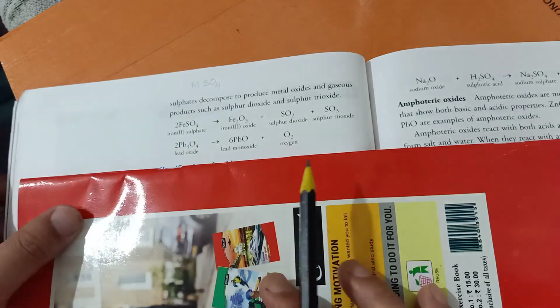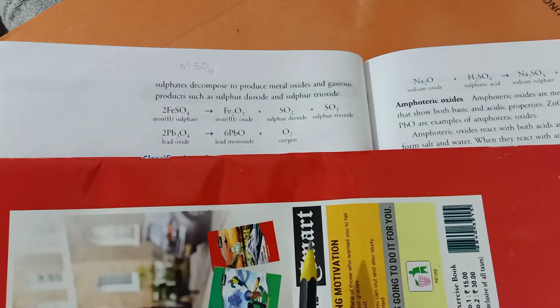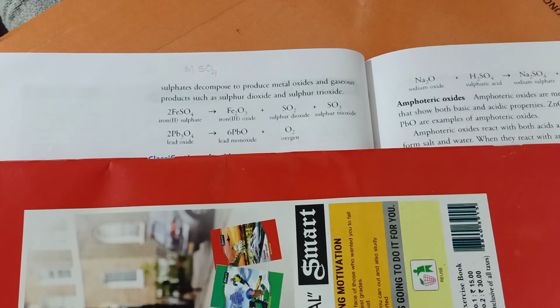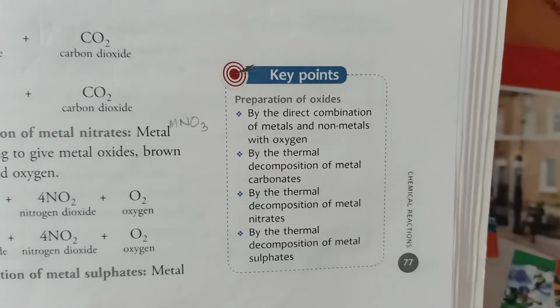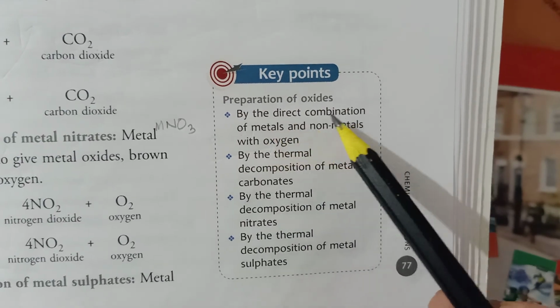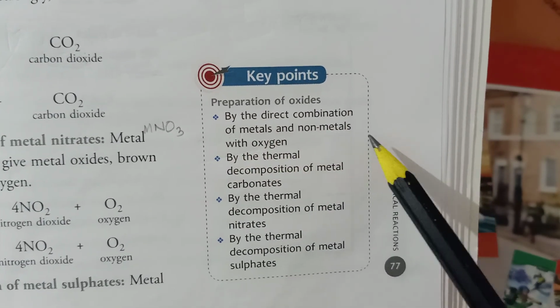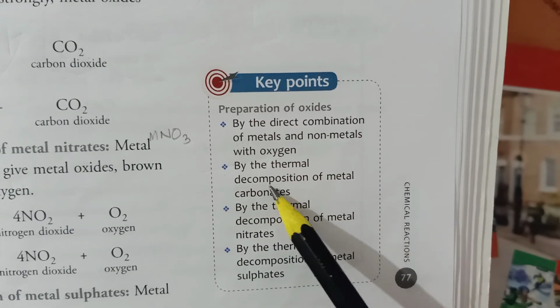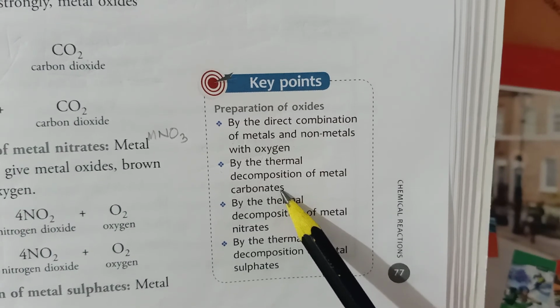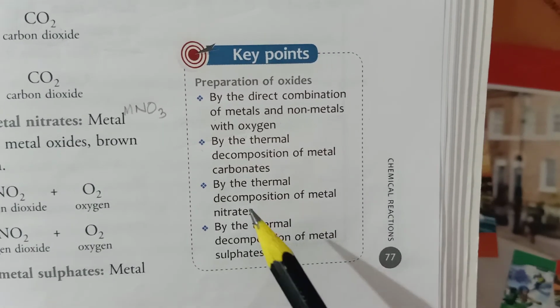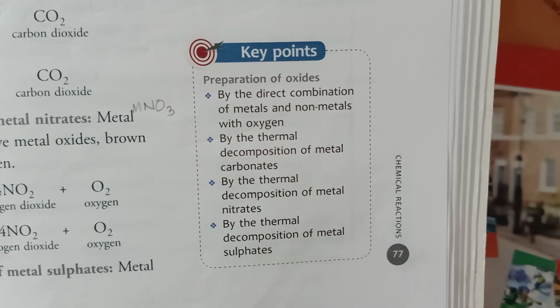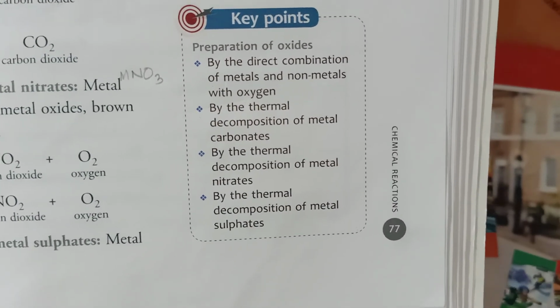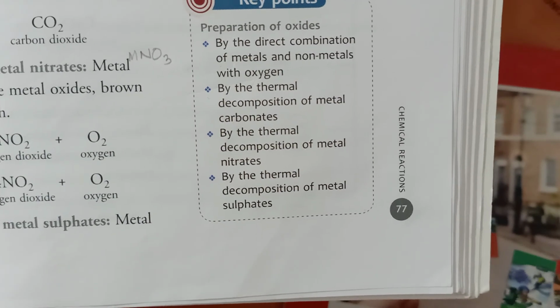Okay boys, so this much for today's session. So in our today's session we have learned about oxides and methods of preparing oxides of metals as well as non-metals. And what are those different methods? Direct combination of metals and non-metals with oxygen, that is first method. Second method is by the thermal decomposition of metal carbonates. Okay. Third process is by the thermal decomposition of metal nitrates, and fourth process is by the thermal decomposition of metal sulfates.